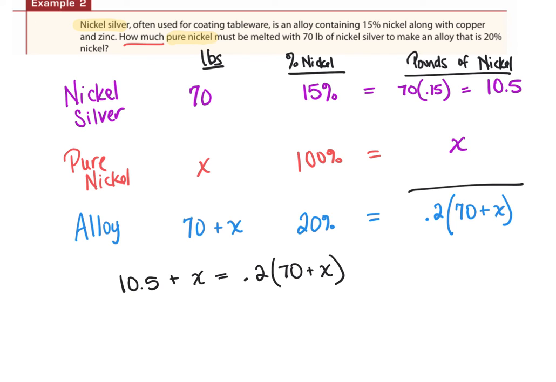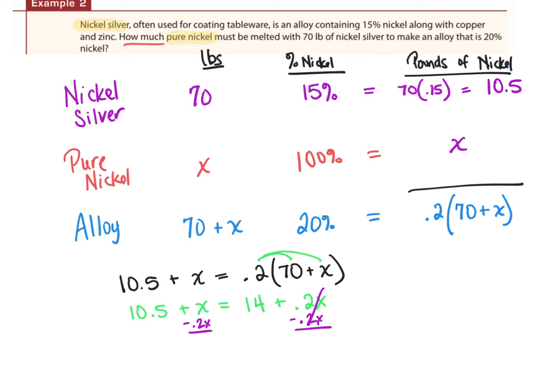How do I solve it? I'm going to distribute, right? So we're going to say this through 10.5 plus x. What's 0.2 times 70? 14? Yes? Plus 0.2x, right? And then what else do I do here? What do I need to do? Yeah, variables on one side, numbers on the other. And it doesn't really matter which way you add. I'm actually going to move my variables over here. Okay. That's going to cancel.